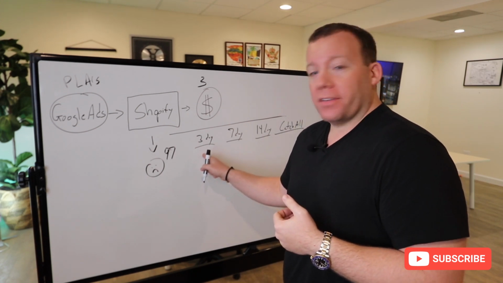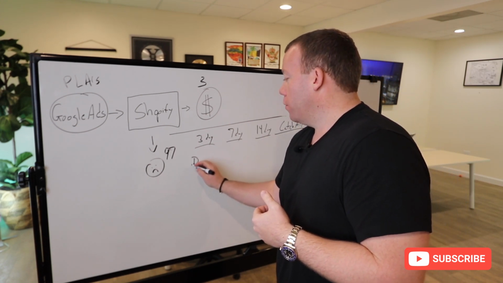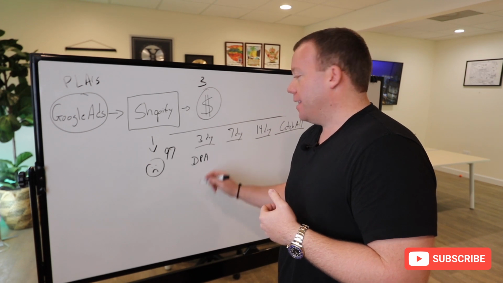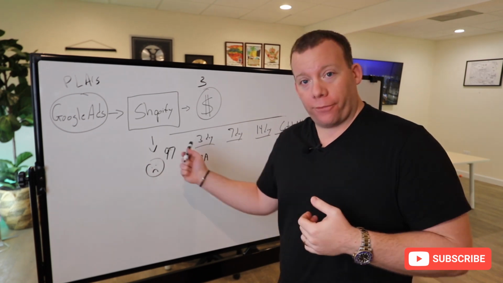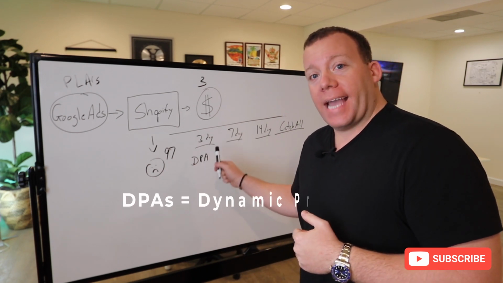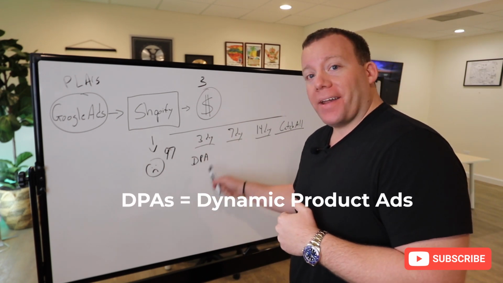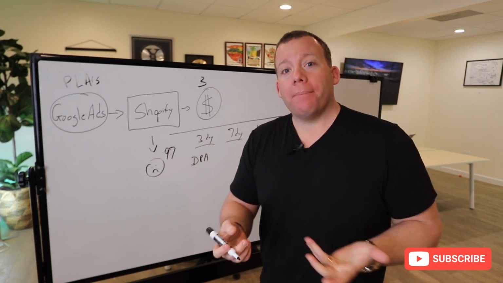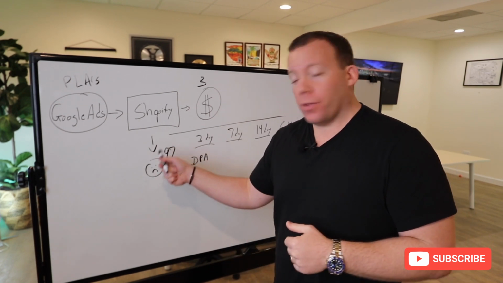But what we do is we create this 3-day audience, and what we show to these people that visited and didn't buy, again, that 97% for the first 3 days after leaving our website, is we show them DPAs. These are dynamic product ads. And dynamic, what that means is it changes based on who the person is.